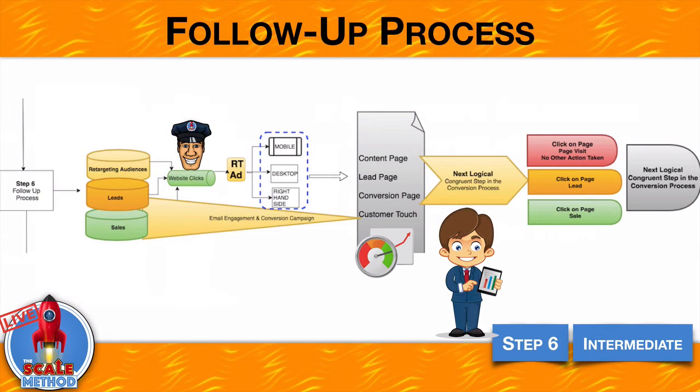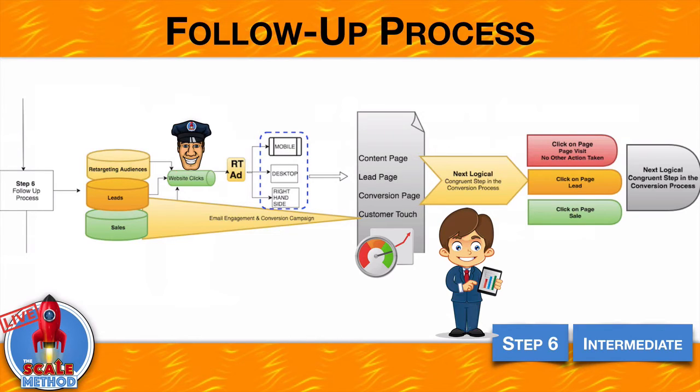Follow-up process. This is where we start to see a scale in the intermediate section. Now notice we're just talking about step 6 follow-up here. There's no affinity audience. We are only focusing on retargeting audiences, leads, sales, and we're going to retarget them with additional content using website clicks only, right? Very rarely do I use video views and post-page engagement unless I just want to get some engagements, but when I'm retargeting, just website clicks. I want to send them on back. Notice the blue around mobile, desktop, right-hand side. I'm going to provide them some content and send them to a content page.